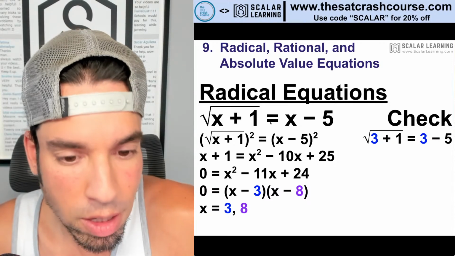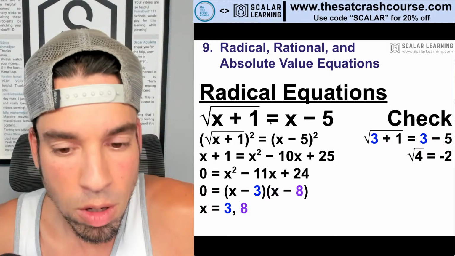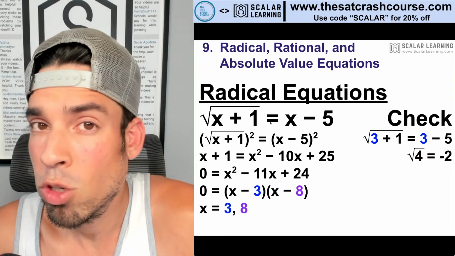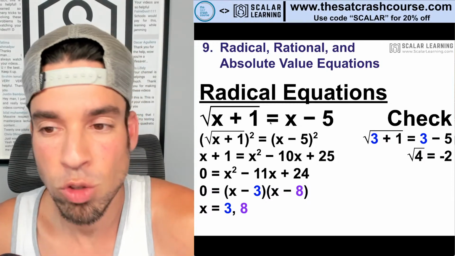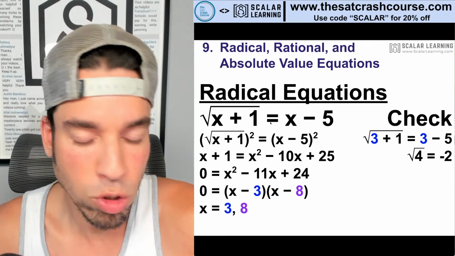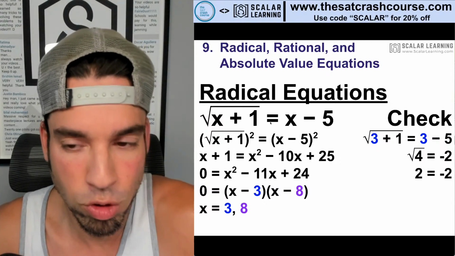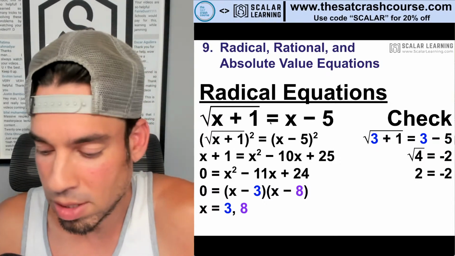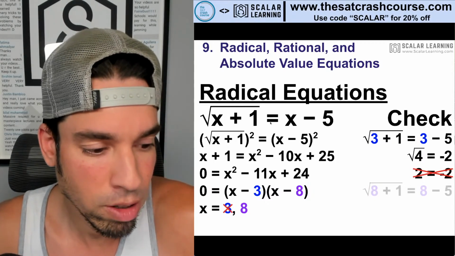First, let's try 3. 3 plus 1 is 4. 3 minus 5 on the other side is negative 2. And you might say, well, wait a minute, the square root of 4 is both 2 and negative 2. But when we're talking about these equations, we're only taking the positive root. So don't think that this is also viable. This is not true. You're taking the positive root here. 2 does not equal negative 2. That is a fail.